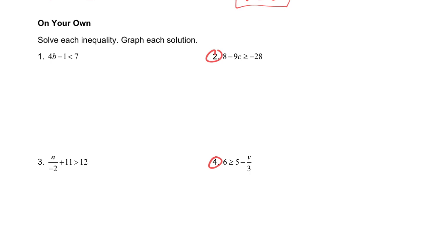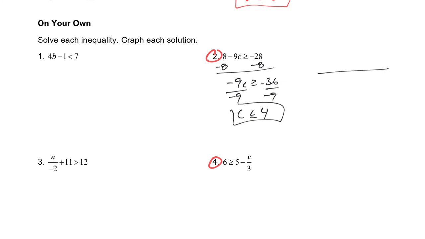Welcome back. The first thing for number 2 is you should have subtracted 8 from both sides. That would have given you negative 9c is greater than or equal to negative 36. Divide both sides by a negative 9. That flips your inequality symbol, and you get c is less than or equal to 4. And then when you graph this, here's 3, here's 4, here's 5. It should be a closed circle on 4, shaded to the left.